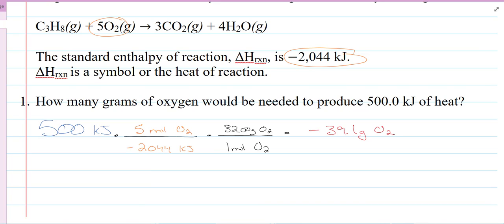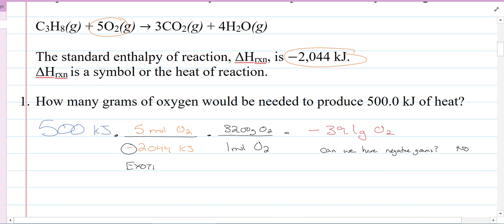Can we have negative grams? Of course, the answer is no. All this means is that we are exothermic. Got to have positive grams. You can't have a negative mass. It doesn't work that way.